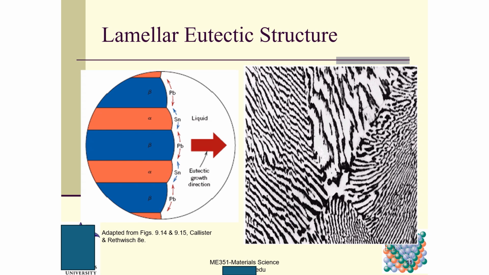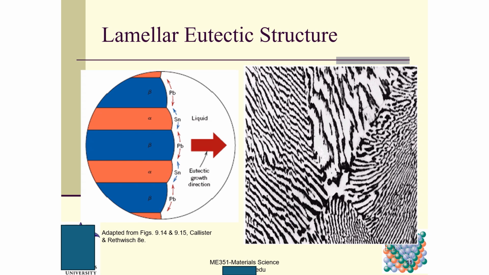And lamellar eutectic structure. Here, we know beta has a very high tin content, and the alpha has a very high lead content. You can see this is a liquid. So eutectic growth direction: this is a liquid, this is solid. When it moves, this is a beta.